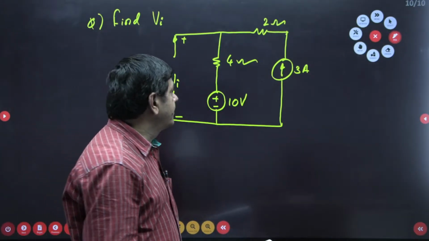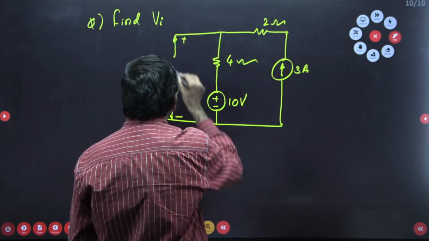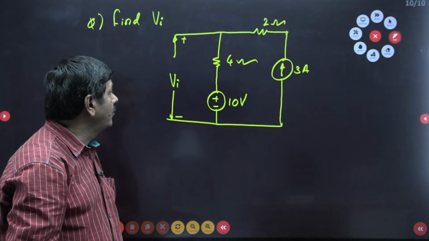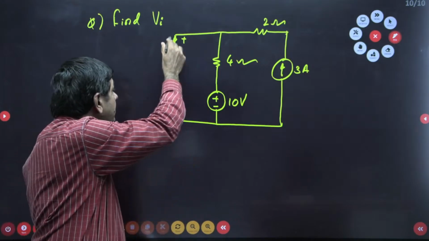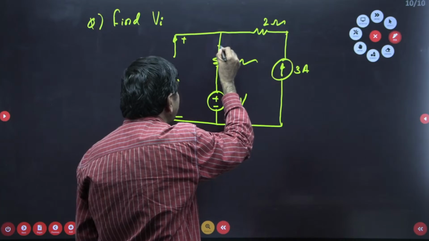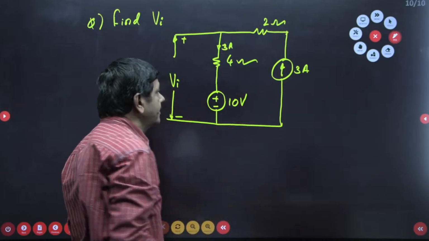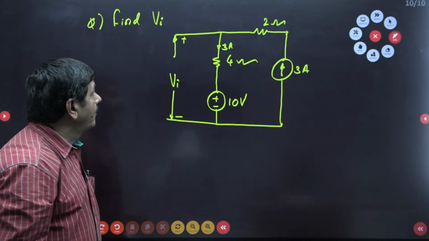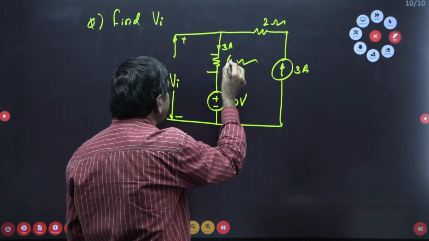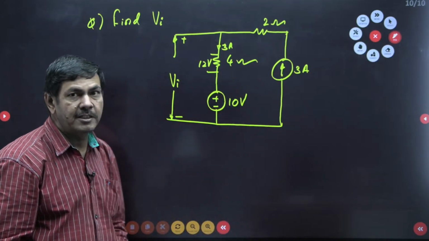But this problem is very simple. The current of 3 amperes is passing. This side is an open circuit only, and that open circuit is given with VI voltage. When these two terminals are open, the 3 amperes will flow this side, the same 3 amperes in this direction. When 3 amperes passes, we can easily find the voltage across this, 3 into 4, 12 volts. This becomes 12 volts.